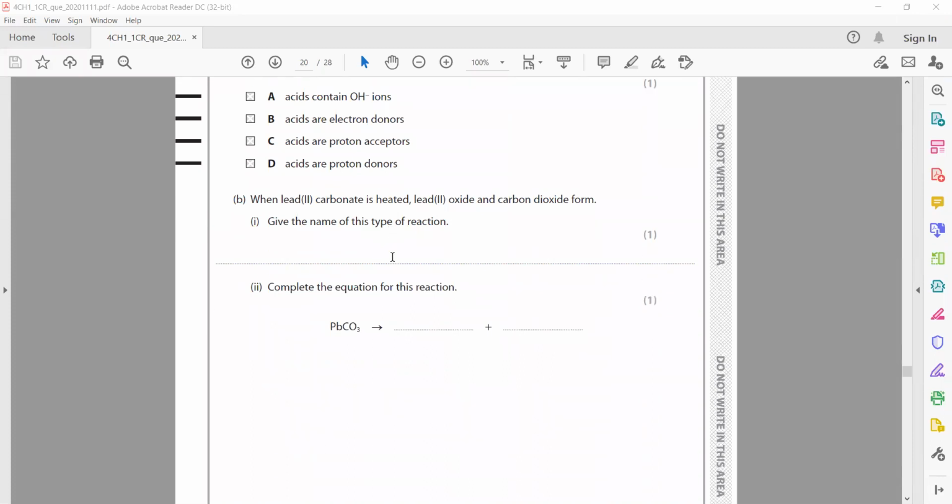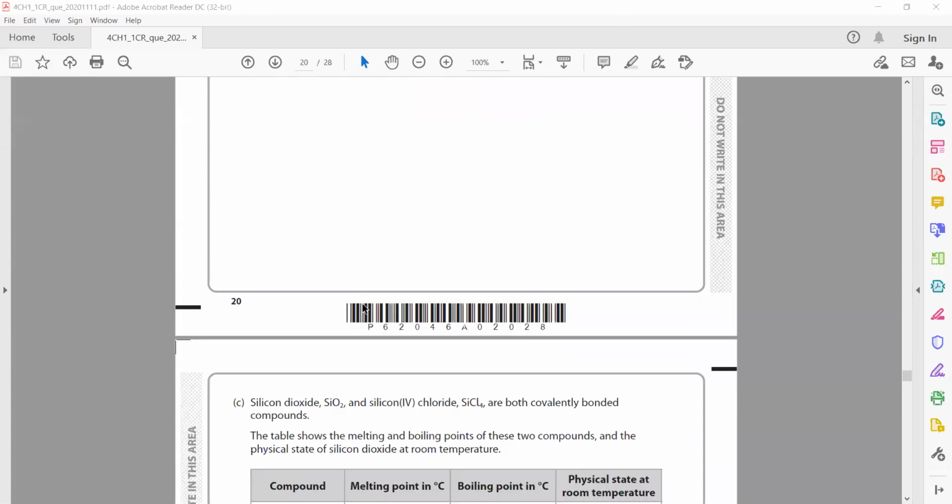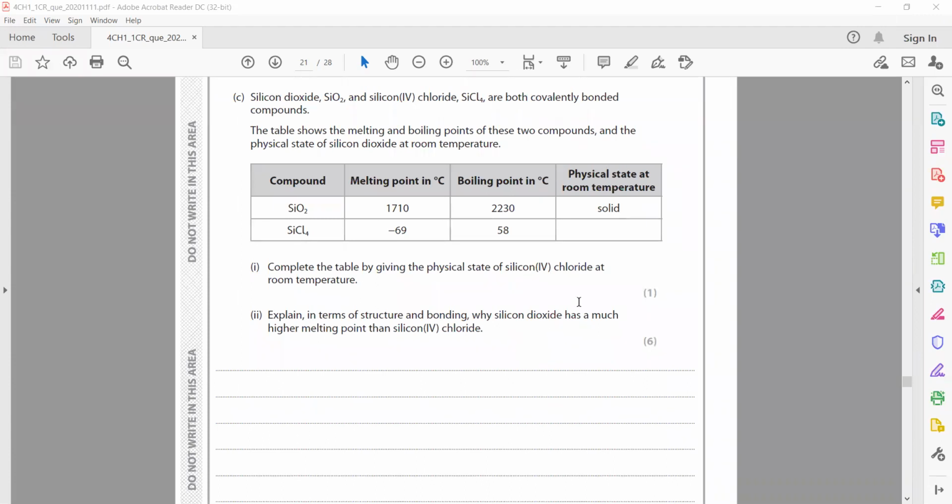Lead carbonate is heated and lead oxide and carbon dioxide form. What type of reaction is this? This is thermal decomposition, and it gives lead oxide plus carbon dioxide. The formulas of silicon oxide and silicon tetrachloride are given. State at room temperature: if you take 25, that comes between the melting and boiling points, so it should be liquid.